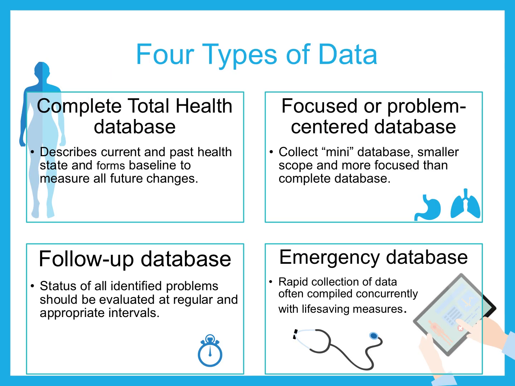There's different types of databases that nurses collect in their chart. So the first kind is the complete total health database. This is your full health database, the full health history, full physical exam, everything there is to know about the patient is in this full, complete, total health history. These are places like primary care would get these. Home health visits for the initial visit, admission assessments. This is your total health.